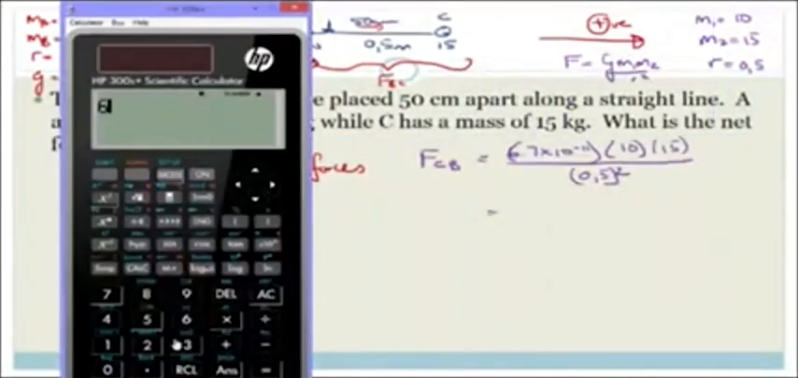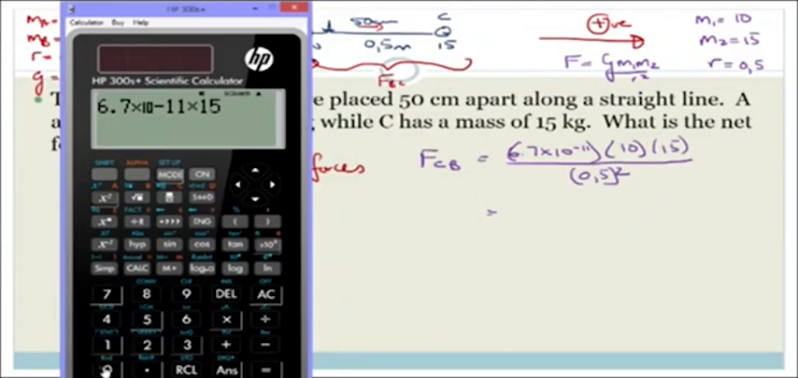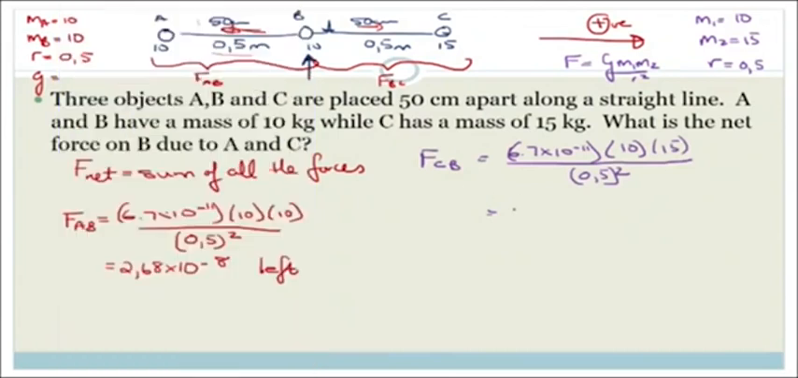Okay, so we've got 6.7 exponent negative 11 times by 150 divided by 0.5 squared equals, and that is 4.02 times 10 to the negative 8. 4.02 times 10 to the negative 8 to the right. And I would have expected this to be bigger for the simple reason that this has got a bigger mass. If you look at these two numbers, you can see that this is obviously bigger than that, and the rest of the numbers are the same.